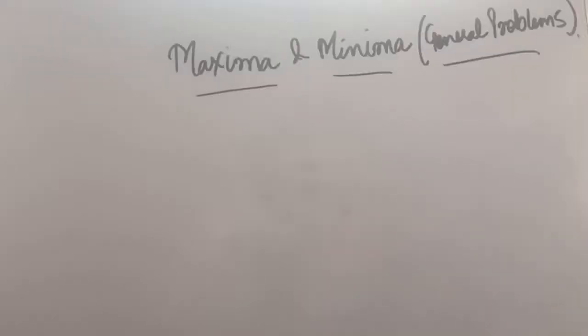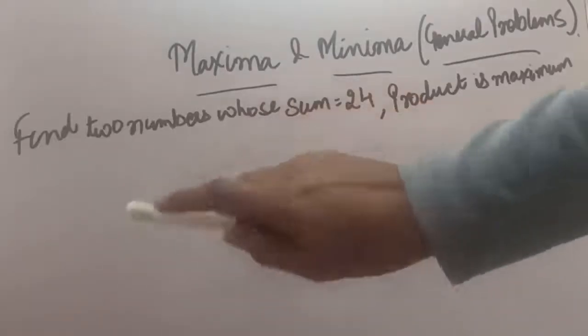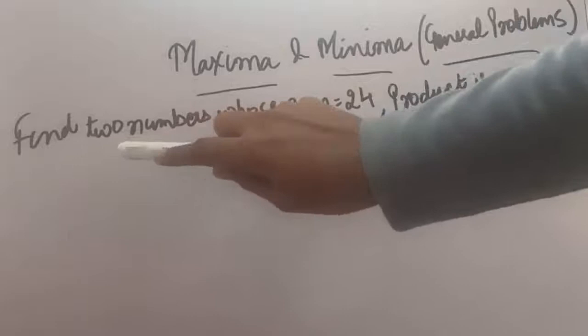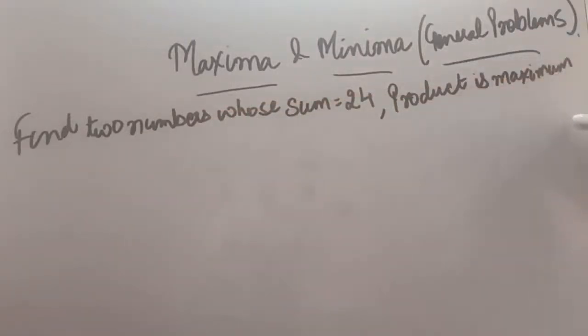Discussed some general problems related to maxima and minima. Now this is a practical general question. In this we have to calculate two numbers whose sum is 24 and product is maximum. Here is how we will be applying maxima and minima.